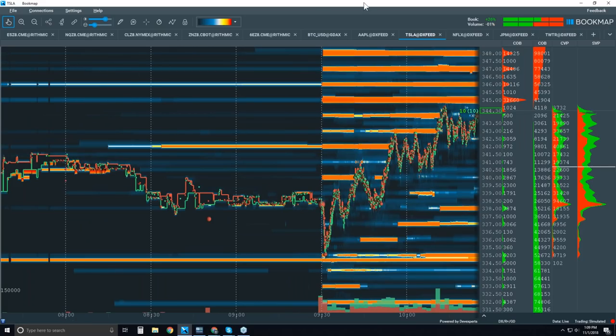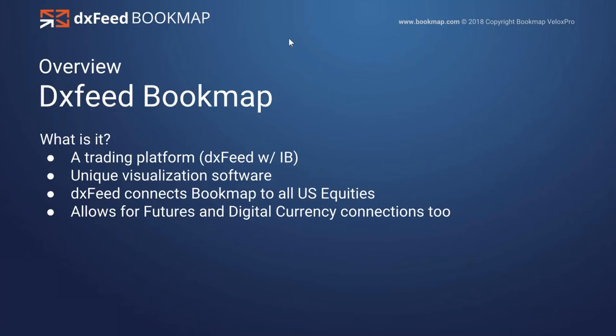So anyway, that's the lofty, bold statement, and there it is just to begin with. And then let's get into more of the advantages here. All right, so the overview of dxFeed Bookmap. What is it? Well, Bookmap is a trading platform. In fact, with dxFeed, you can trade from the chart in Bookmap and into a funded Interactive Brokers account. We have a unique way of visualizing this data, as I just demoed.